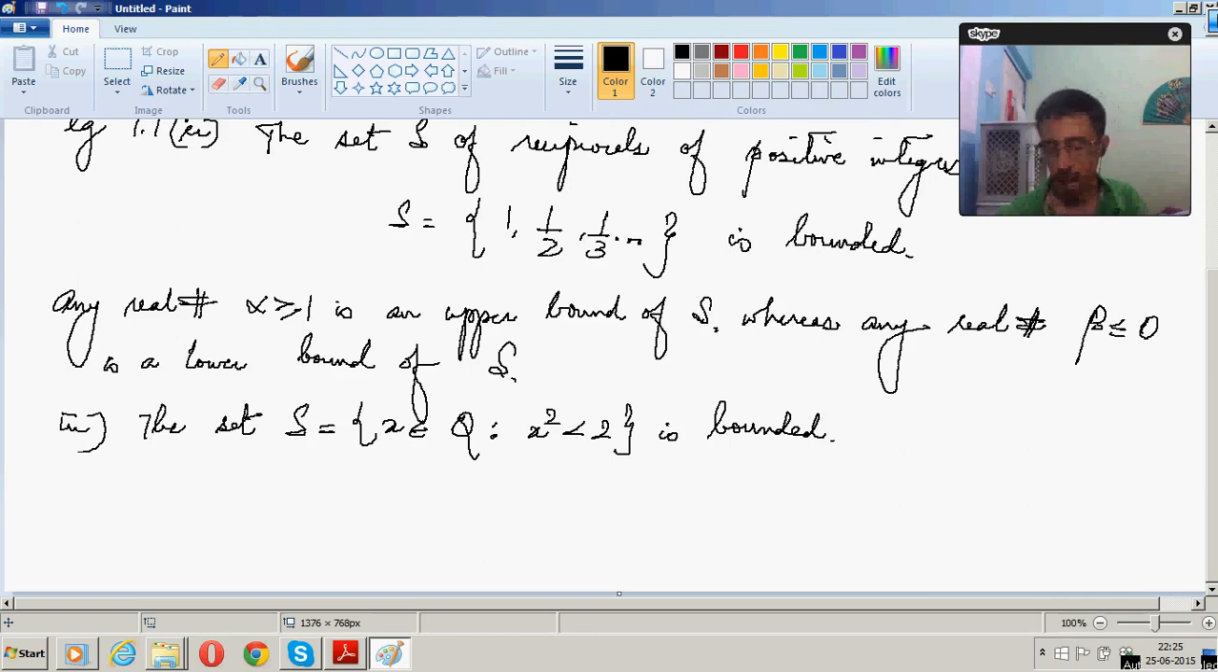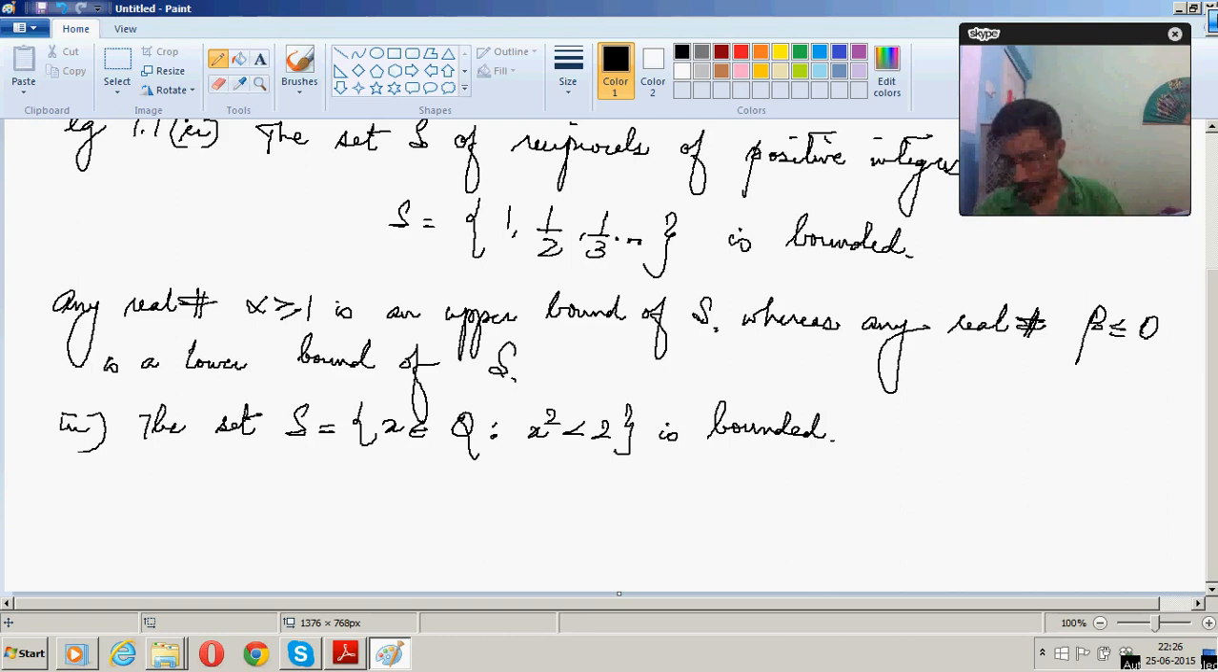But when possible, as in the previous case, we formalized it, right? Any number alpha greater than or equal to 1 is an upper bound. Sometimes it is just sufficient to show an example that the following number is an upper bound or a lower bound. So here, how can we proceed?